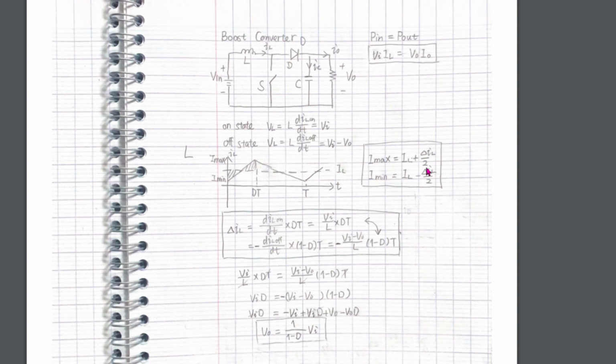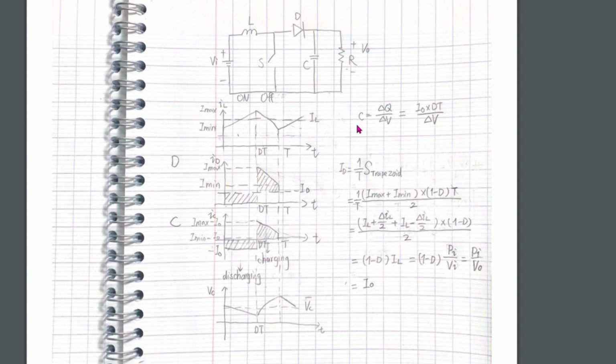To calculate the capacitor C, we know that C is delta Q by delta V. Let's see how the diode and the capacitor work. When the switch is closed, the diode is reverse biased, so only the capacitor supplies the load. The diode current is 0. The capacitor current is considered to be the same as the output current, but with opposite polarity. The total charge that leaves the capacitor during the on state is the surface of this shadow.